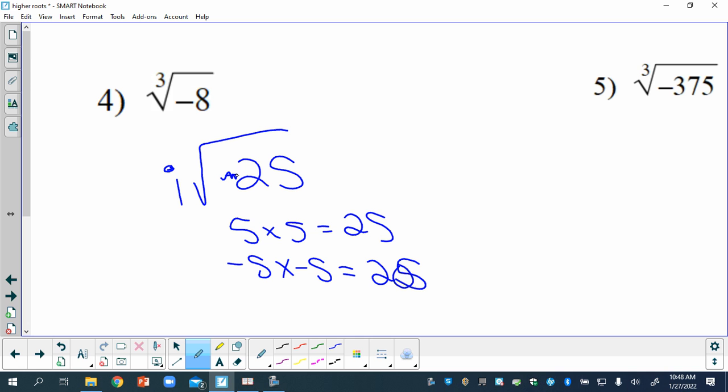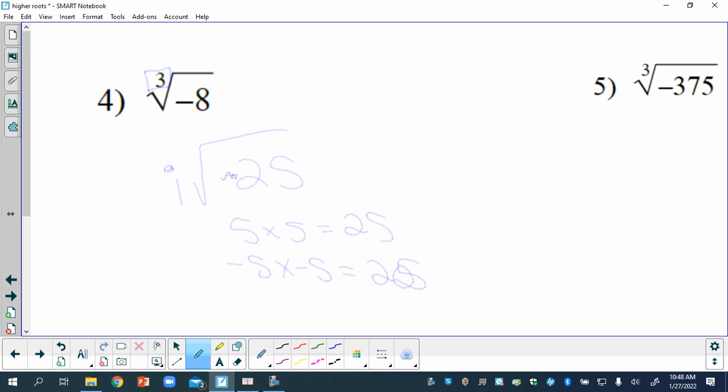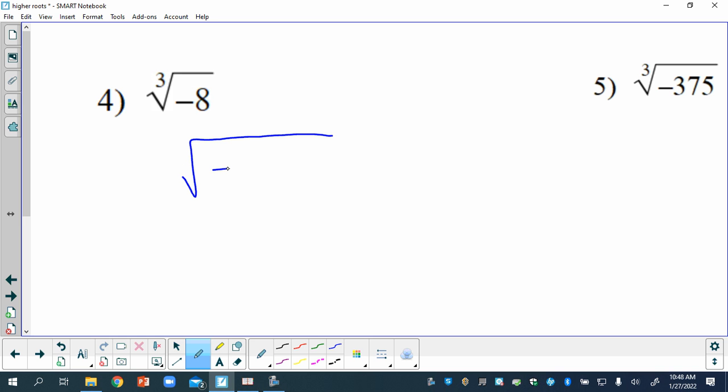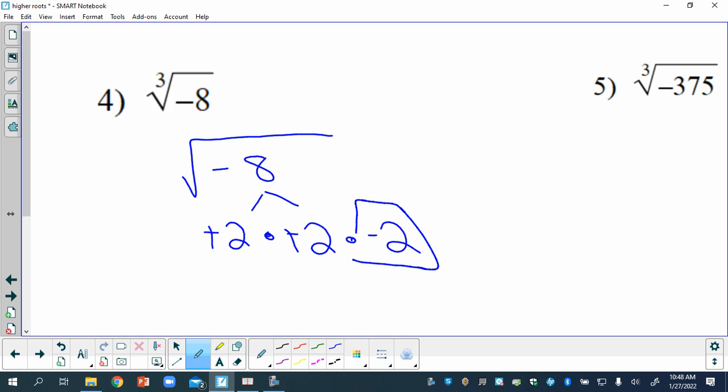But when we have an odd number, it is possible to get a negative, because watch what can happen. Let me explain on this one. Watch if I had negative 8 right here. That could be negative 2 times negative 2 times negative 2. The negatives work out okay. These 2 guys cancel, but I still have a negative.